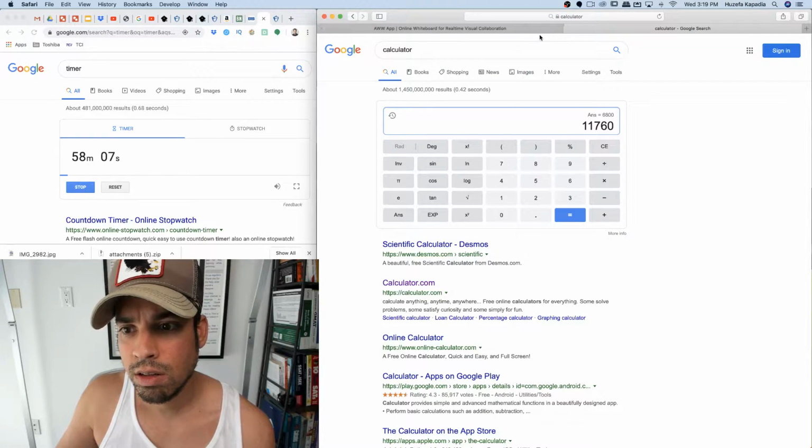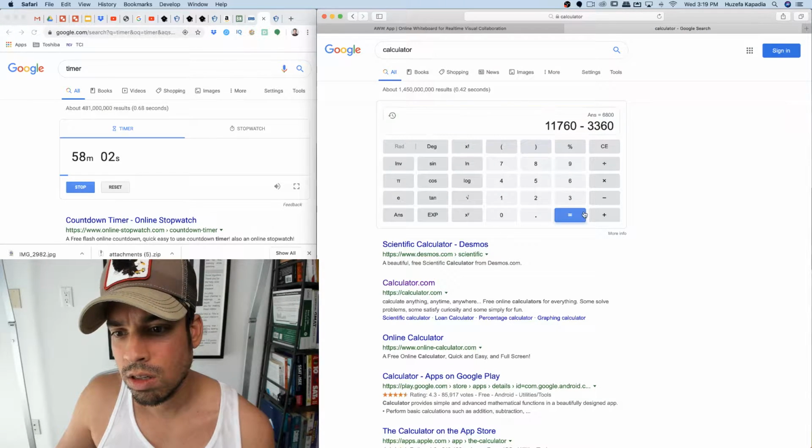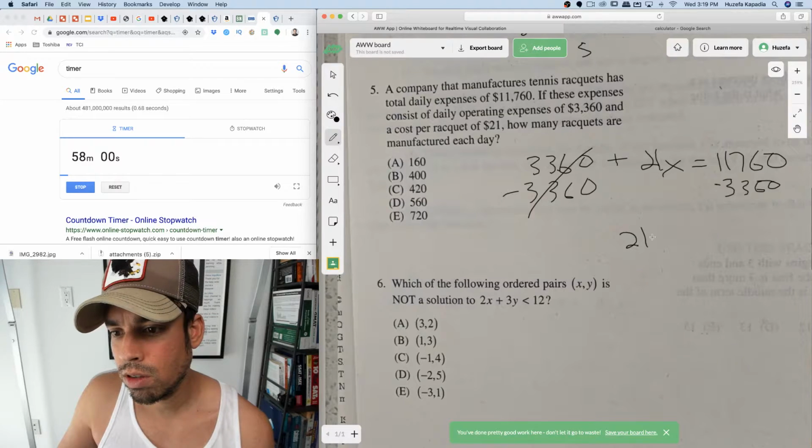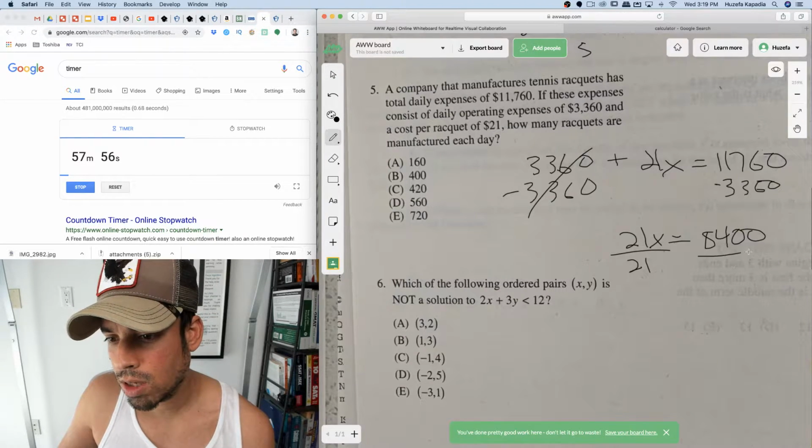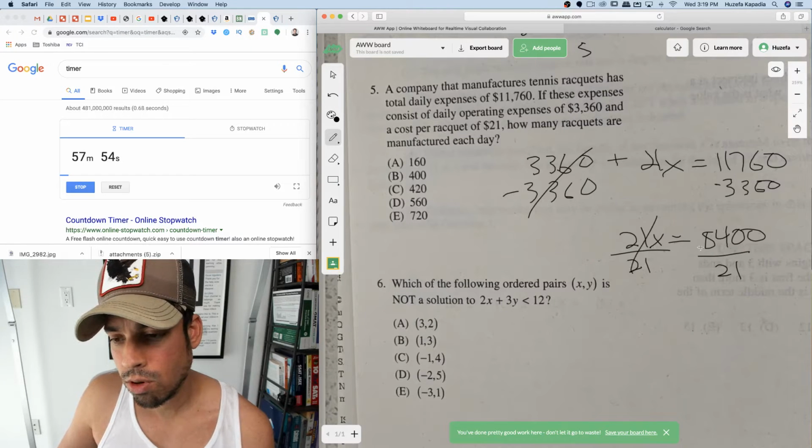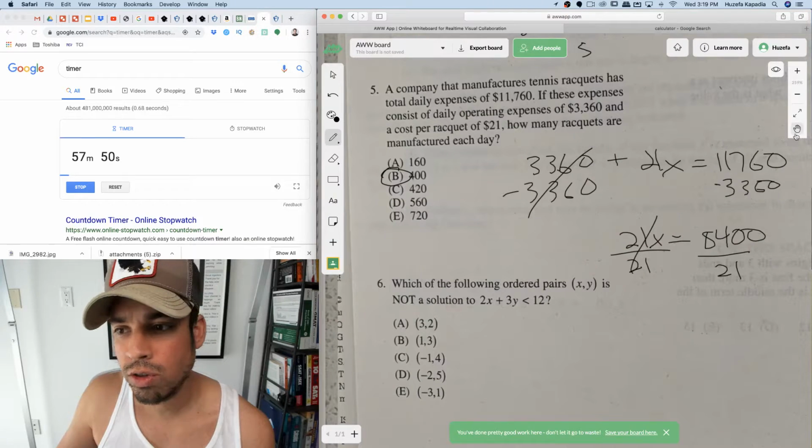11,760. Make sure the numbers are right. Minus 3,360 equals 8,400. And by the way, I can do this mentally. This looks like 400, because 4 times 21 is 84, and then we need the 100. So it should be 400 on the dot.